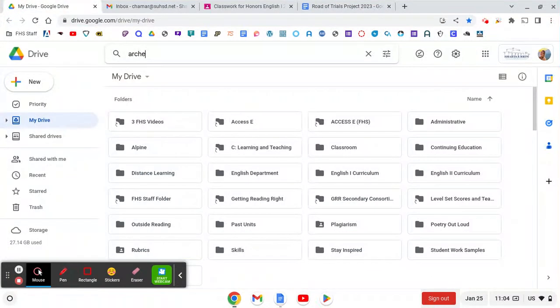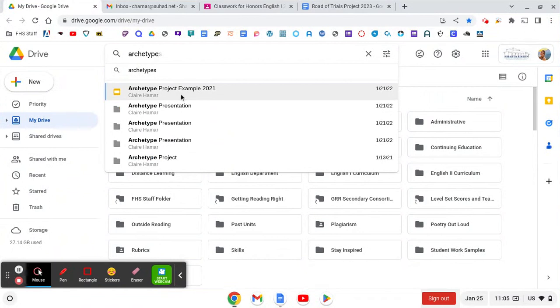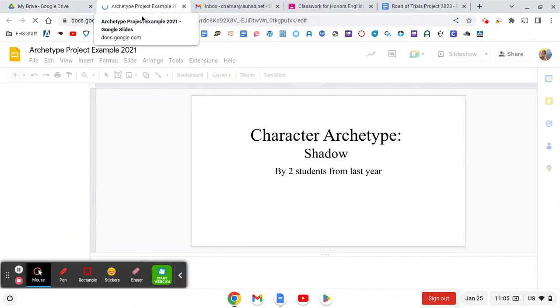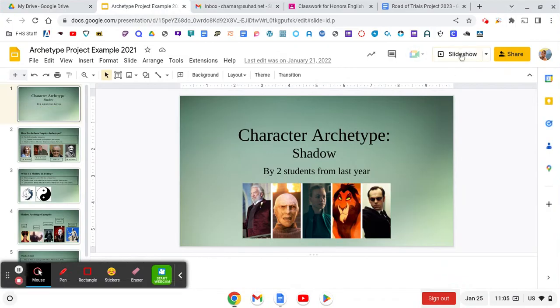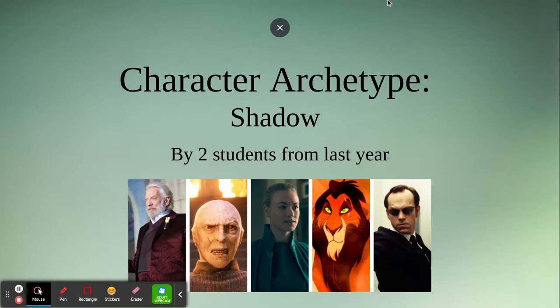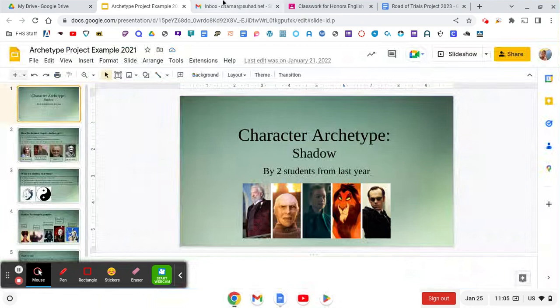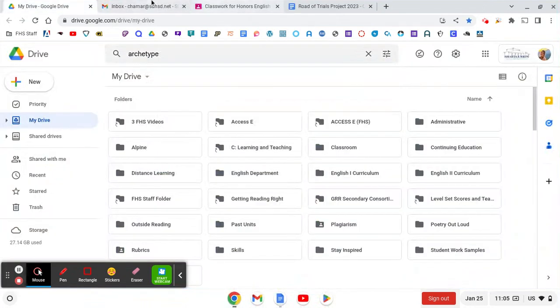For example, one group a couple years ago, in 2021, talked about the shadow and how the shadow archetype villain influenced the assigned book that they had, okay? And they also talked about familiar examples from pop culture and film.